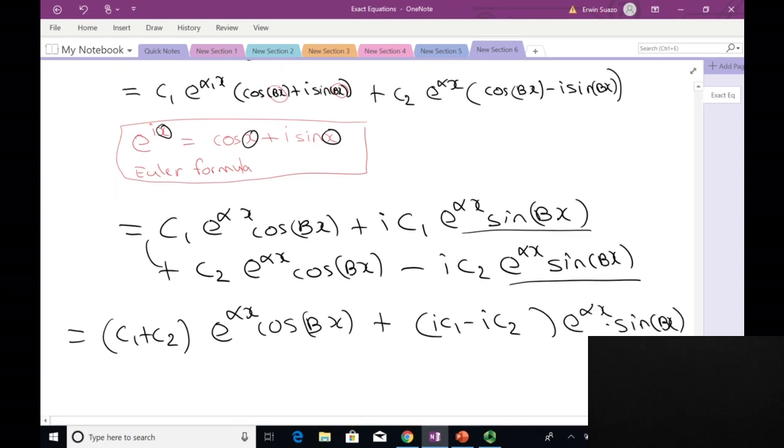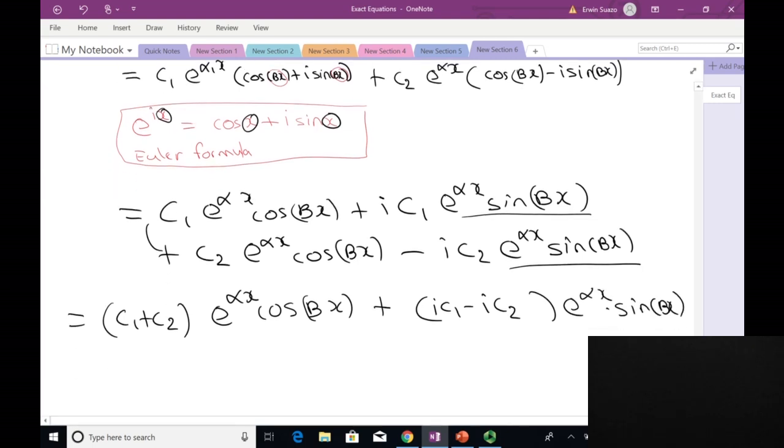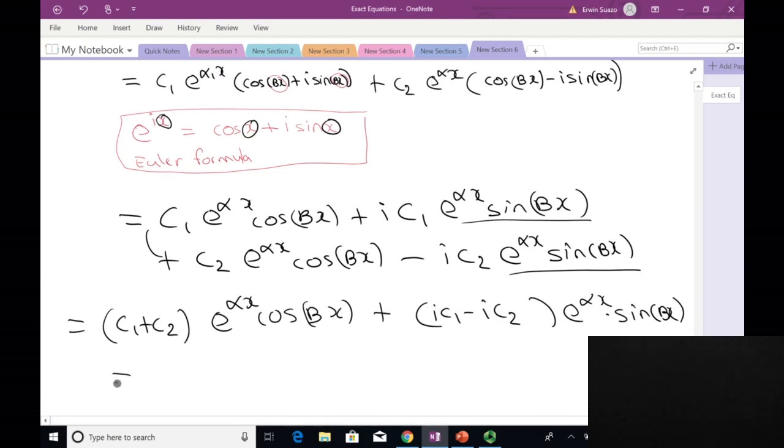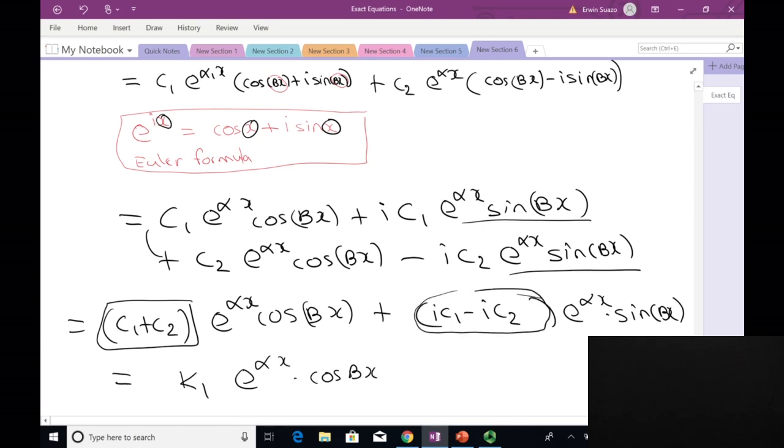And then this is where we do magic. So this is c1 plus c2. What is c1 plus c2? Just another constant. Let's call it k1. k1 e to the alpha x times cosine beta x. And then this is i c1 minus i c2. What is that? Just another constant. Let's call it k2.